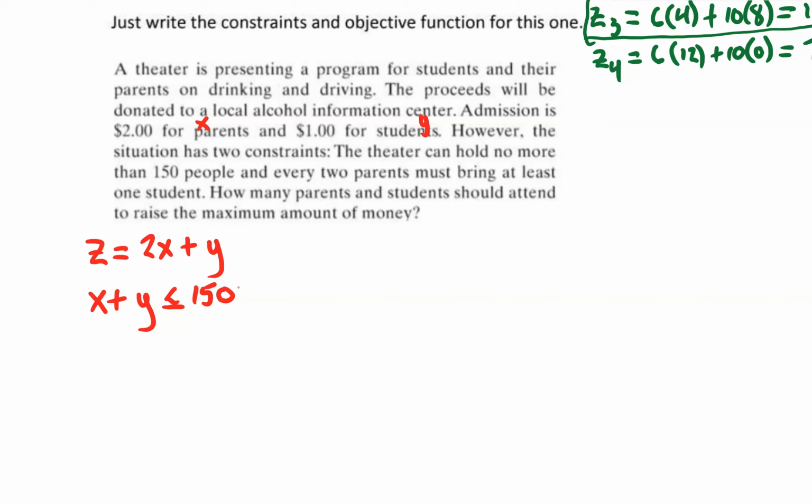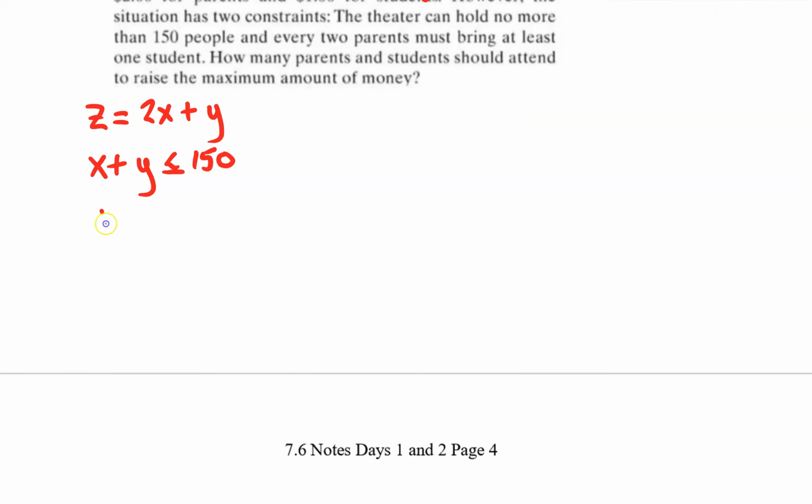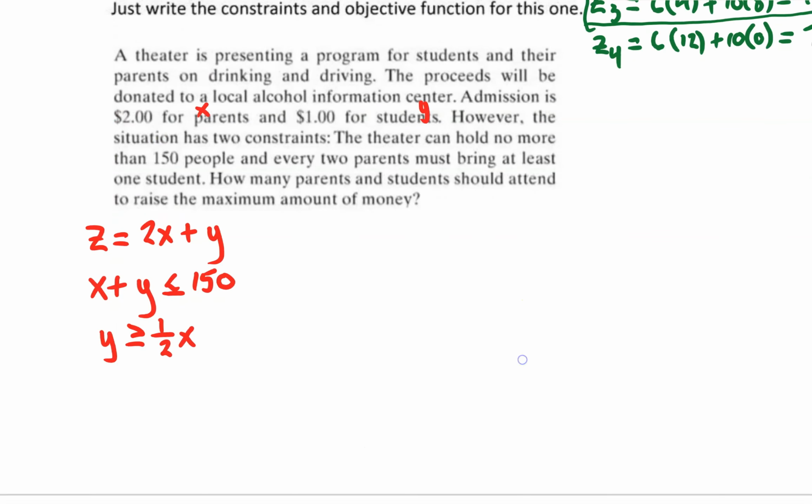And every 2 parents must bring at least 1 child. Now, this is kind of the one that's the tough one because it just seems like it's backwards from what it should be. But hopefully this makes sense. If you have 2 parents and they have to bring at least 1 child, well, then y has got to be greater than or equal to 1/2 of x. Now, why is that the case? Well, if you have 2 parents and they bring 1 child, well then y would be 1, x would be 2, and 1 is greater than or equal to 1.